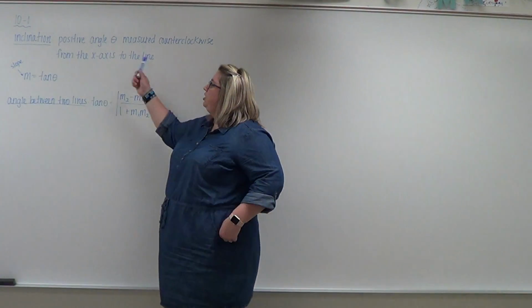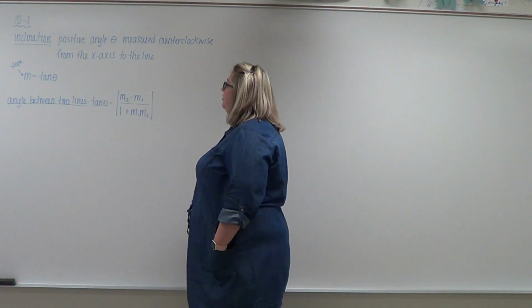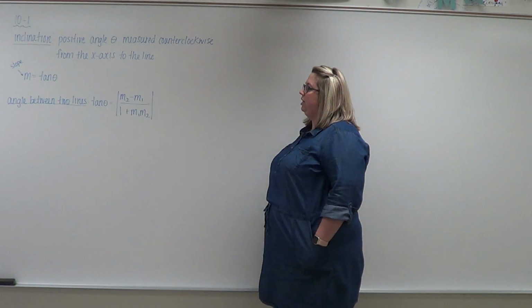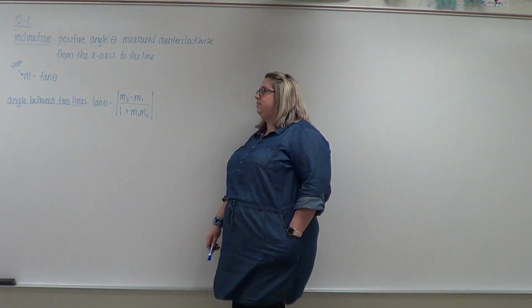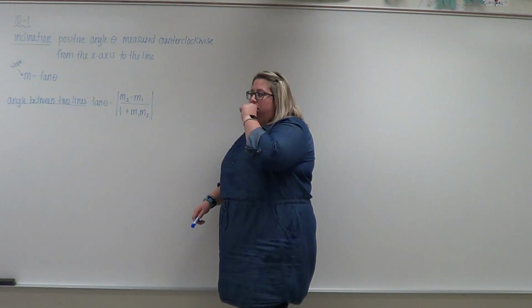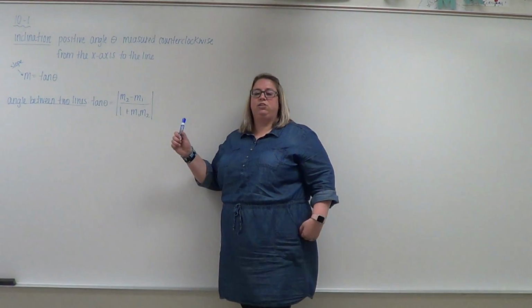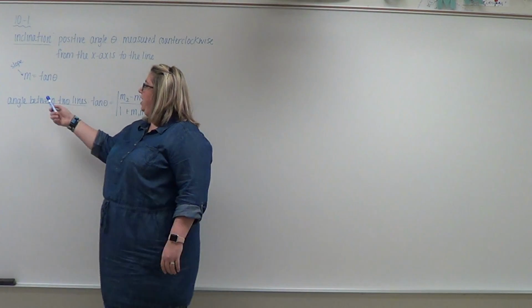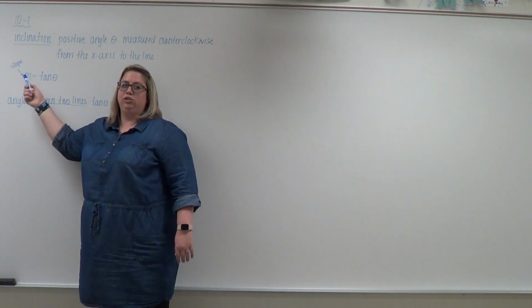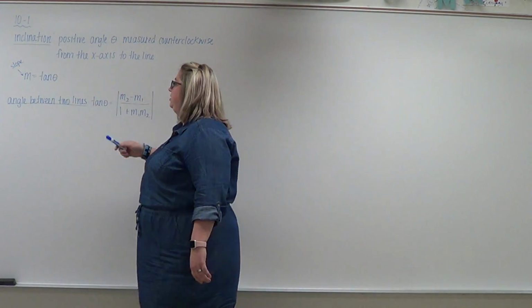Inclination angle is a positive angle theta measured counterclockwise from the x-axis to the line. We're going to talk about graphing lines, and we're going to talk about slope. When you see M, that stands for slope, just like in algebra. Theta is going to stand for the angle.